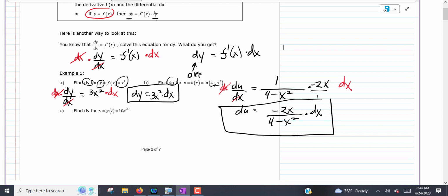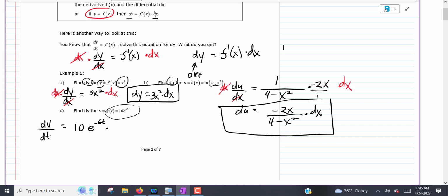Okay, part C, you want to find dv. So we're going to do dv over what? See if you've caught on to that. dt, the variable's dt, good, so you do that. Now remember when you do a derivative of an exponential, it's itself, but what else do you have to do? Chain rule.